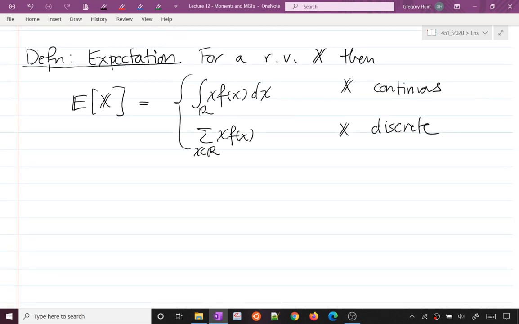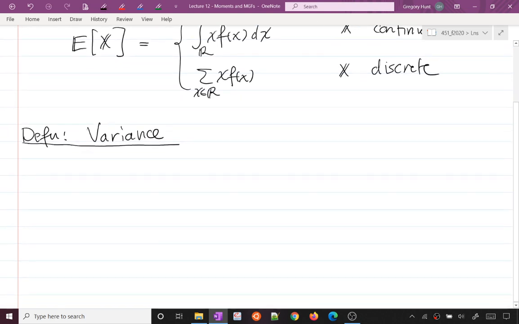So expectation is a really important concept. One of the things it does for us is it allows us to define what we call the variance of a random variable. The variance captures how spread out the support is, how spread out the probability is over the support of the random variable, or over the whole real line. The variance of a random variable, we write as VAR of X.